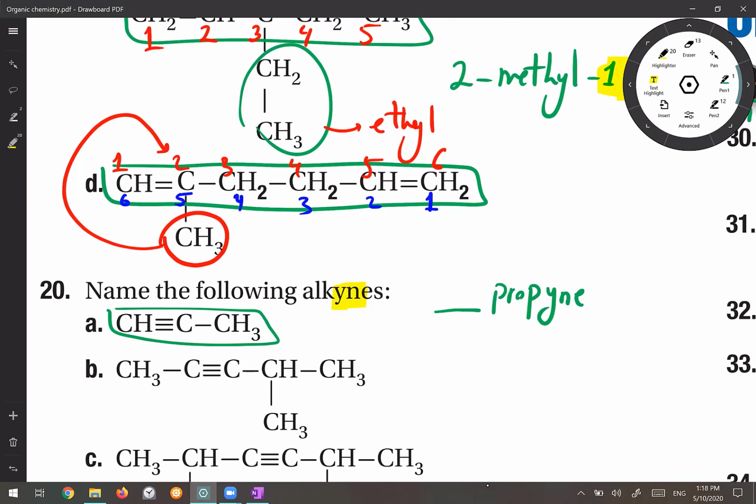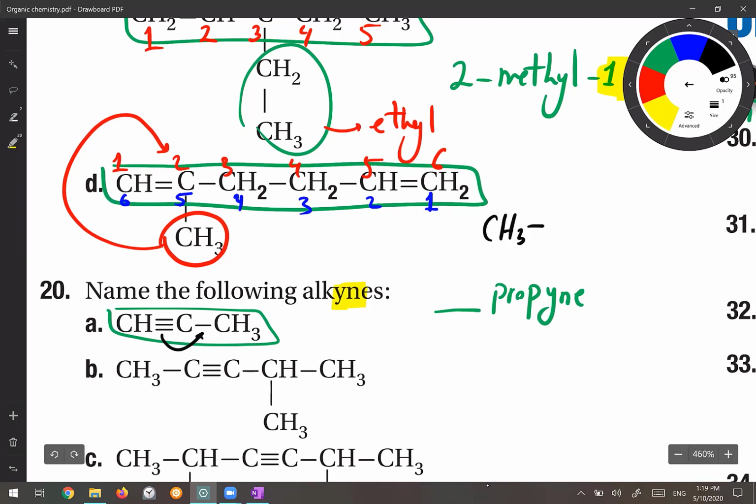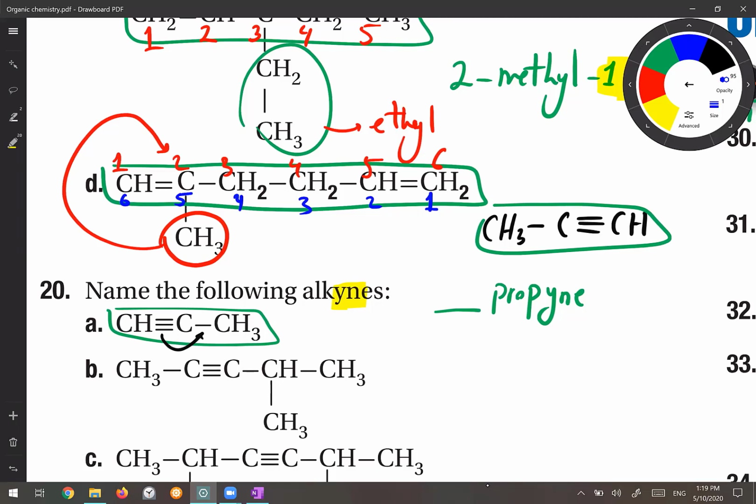No, because if you number it from the other side, again, it will be 1. So yes, it's not necessary to mention the location of the triple bond, because if the triple bond was here, so if your molecule was like this, CH3, single bond C, triple bond CH, again you have the propyne, but when you want to number it, you have to number it from the right side.